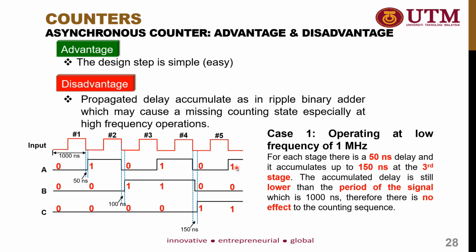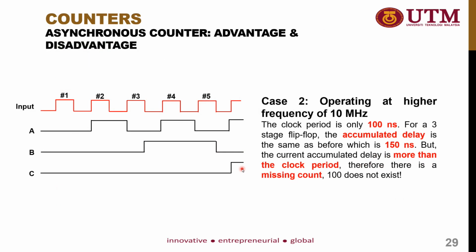So what will happen to the asynchronous counter? This is the second case, where the counter is operating at a higher frequency of 10 megahertz. The clock period is only 100 nanoseconds because we have a higher frequency, so the clock period must be reduced.